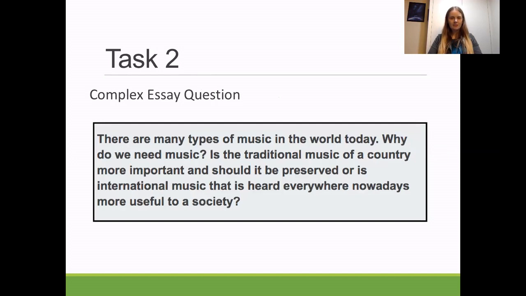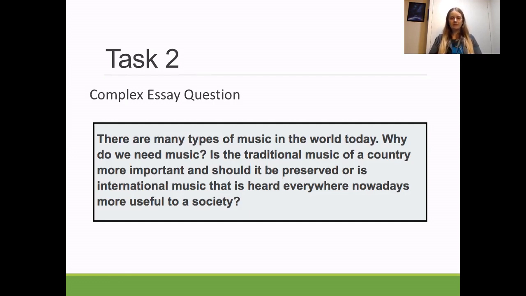Now, there are some essay questions that we kind of group in a category called complex essay questions, and this would be one example. There are many types of music in the world today. Why do we need music? Is the traditional music of a country more important, and should it be preserved? Or is international music that is heard everywhere nowadays more useful to a society? So these are just a little bit more complex, a little different from the questions that are saying which is better, advantages, disadvantages, or your opinion.